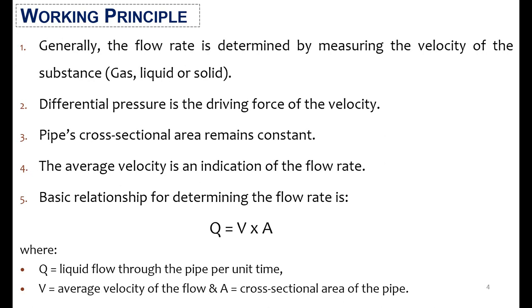The working principle of the flow meter is to determine the velocity of the fluid. While differential pressure is the driving force of the velocity and the pipe cross-sectional area remains constant, so the average velocity is an indication of the flow rate, and their relation is flow rate is equal to average velocity multiplied by the cross-sectional area of the pipe.